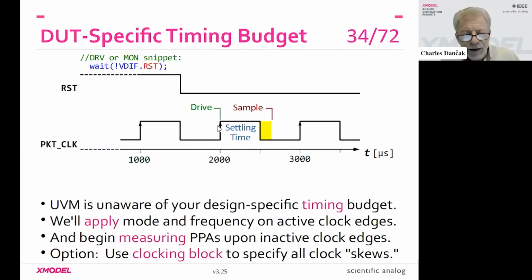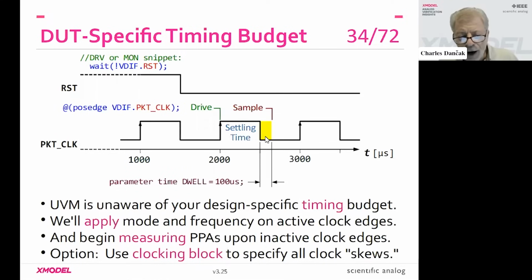On every rising edge of the packet clock thereafter, that's when we drive the new stimulus, frequency and mode, into the DUT via the fixture. We allow a full half cycle of settling time for transients to settle out. And then we have a yellow highlighted time interval where we carry out the peak-to-peak amplitude measurement. We refer to this parameter as the dwell time. And at this point, on any transition of talk, the monitor can grab the real amplitude value as needed.